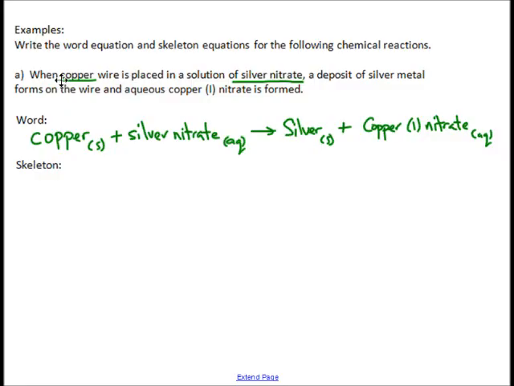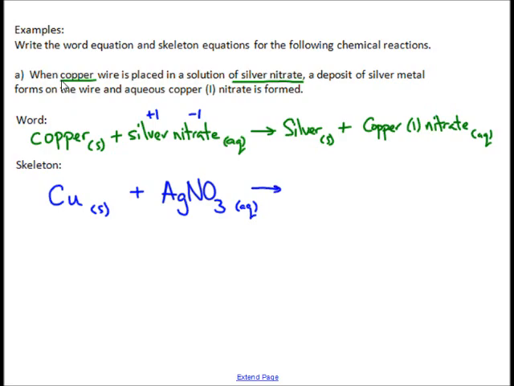What's our formula for copper? It's a monoatomic element, so we just write it as Cu. We still include our state, which is solid. Silver nitrate. So when we take a look at this, we know silver from our periodic table has a charge of +1. So our silver has a +1 charge. Our nitrate has a -1 charge. So when I do this, I will get silver Ag and then NO3. And that's aqueous state.